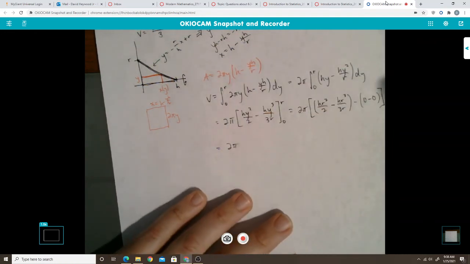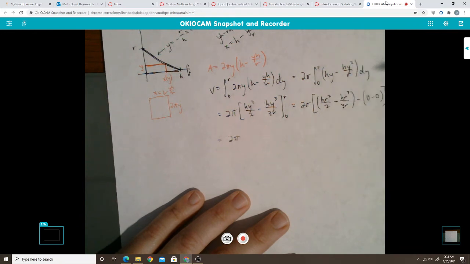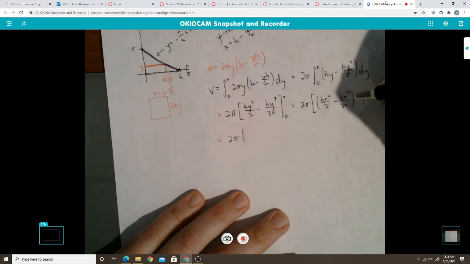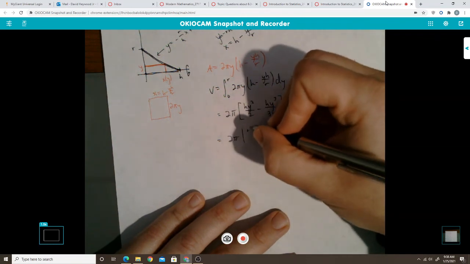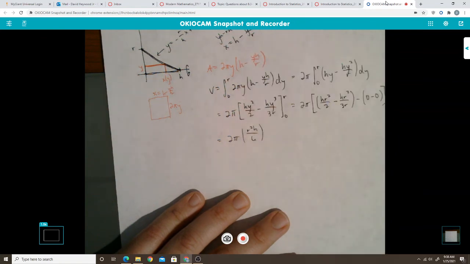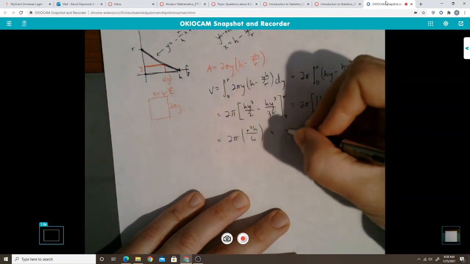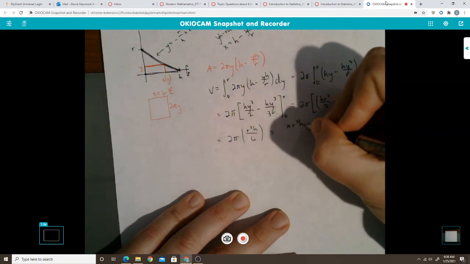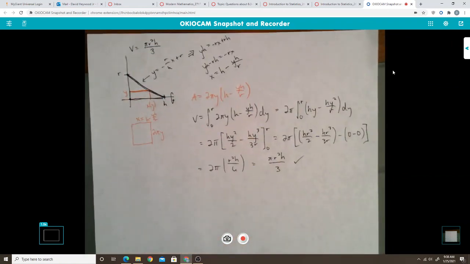So that's 2 pi times, now here the r's cancel, so you have hr squared over 2 minus hr squared over 3. So that would be 3r squared h over 6 minus 2r squared h over 6. That's just r squared h over 6. Okay. And then you can cancel the 2, and put the pi in the numerator, you get pi r squared h over 3, as desired. Okay, so that's that one. Hopefully that helps.